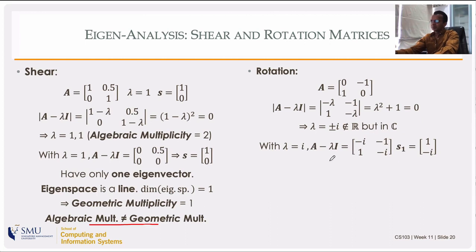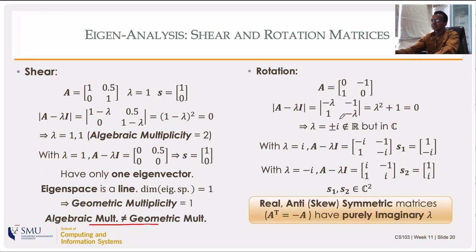And if you actually plug in the value i and try to compute the eigenvectors, then you get the first eigenvector to be 1, minus i, the second eigenvector to be 1, i, etc. So you get complex vectors also. So the vectors are in C2, not R2. So it is like the opposite of the symmetric case. In the symmetric case, we had real eigenvalues, and real skew-symmetric matrices will have purely imaginary eigenvalues.